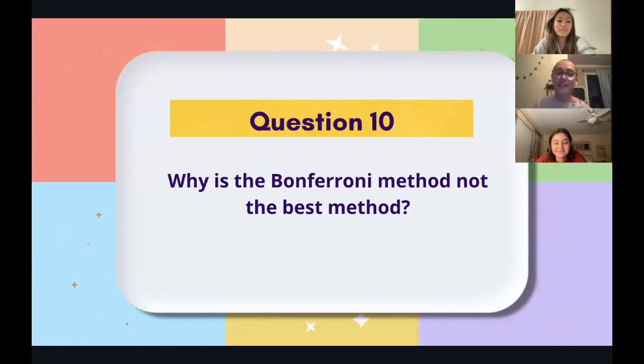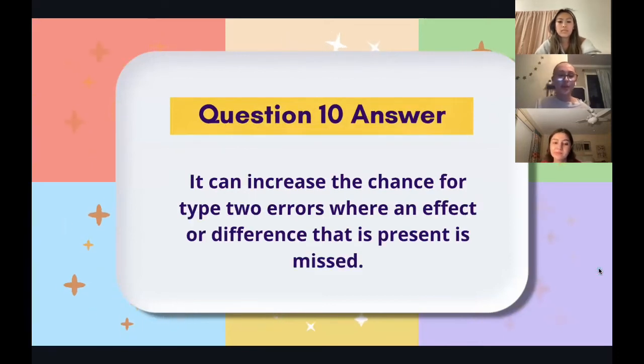Moving on to question 10. Why is the Bonferroni method not the best method? I think it can increase the chance of errors. That is correct. So the Bonferroni method can increase the chance for type 2 errors where an effect or a difference that is present is missed.